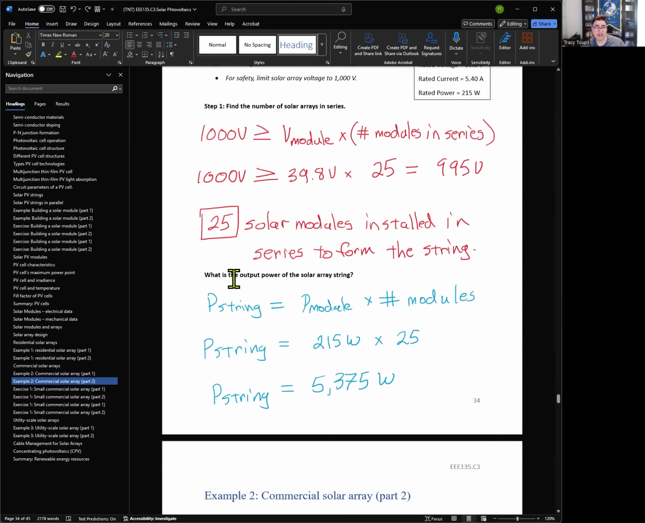Now we could start asking, well, what's the power of an individual string? 25 is a lot. Okay, so the power of the string equals each individual module's power multiplied by the number of modules in that string. So the string power is 215 watts times 25, or 5,375 watts. So that's one very long string.